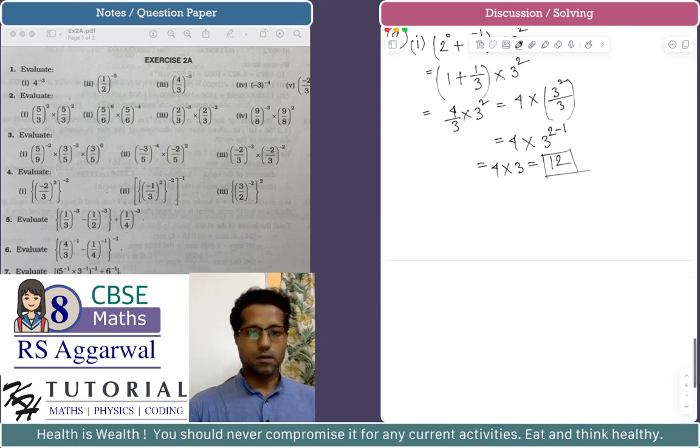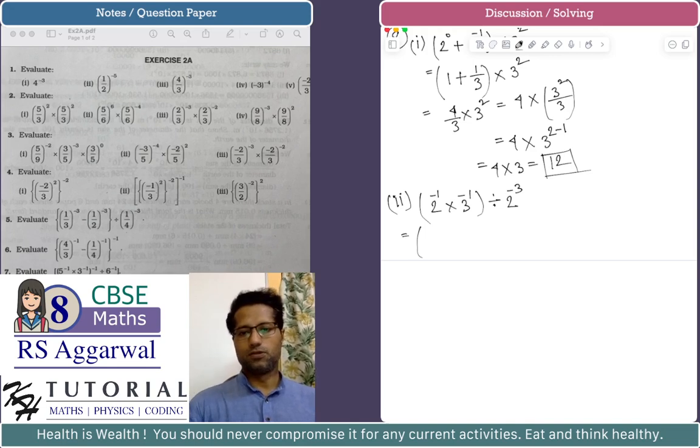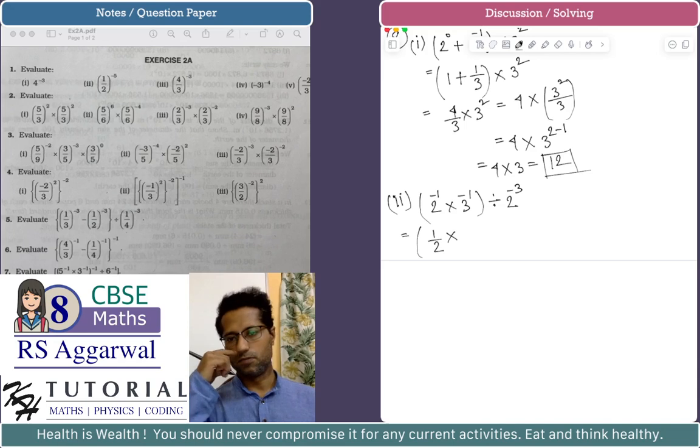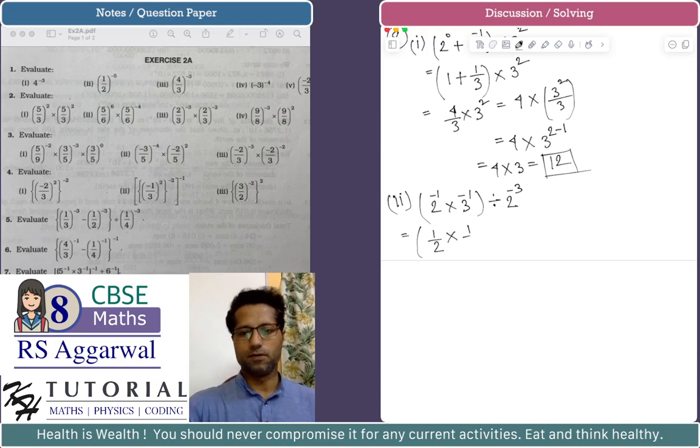Okay. Part 2. 2 raised to the power minus 1 multiplied by 3 raised to the power minus 1, this whole divided by 2 raised to the power minus 3. Okay, so 2 raised to the power minus 1 means reciprocal of 2, that is half. Similarly, 3 raised to the power minus 1 means reciprocal of 3, that is 1 by 3. Divided by 2 raised to the power minus 3 means the reciprocal of 2 raised to the power 3, that is half raised to the power 3.